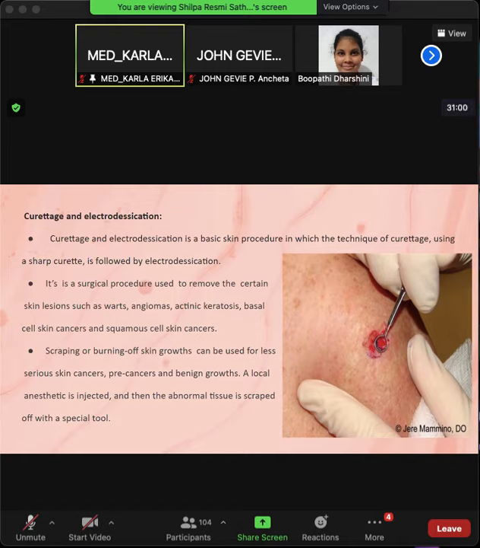A local anesthetic is injected and then the abnormal tissue is scraped off with a special tool. This is suitable for small, well-defined nodular and superficial BCC. The lesions are mostly located on the trunk or limbs. At the end, the wound is left open to heal by secondary intention. Moist wound dressing leads to healing within a few weeks.